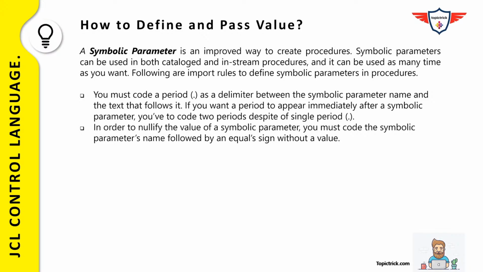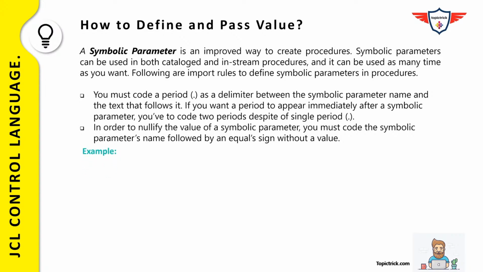Following are the important rules that you should always remember when you are defining symbolic parameters in a procedure. The first and foremost rule is that you must code a period as a delimiter between the symbolic parameter name and the text that follows it. If you want a period to appear immediately after a symbolic parameter, then you have to code two periods instead of a single period. The second important rule is that if you want to nullify the value of a symbolic parameter, then you can code the symbolic parameter followed by an equal sign, and after that you are not required to specify any value.